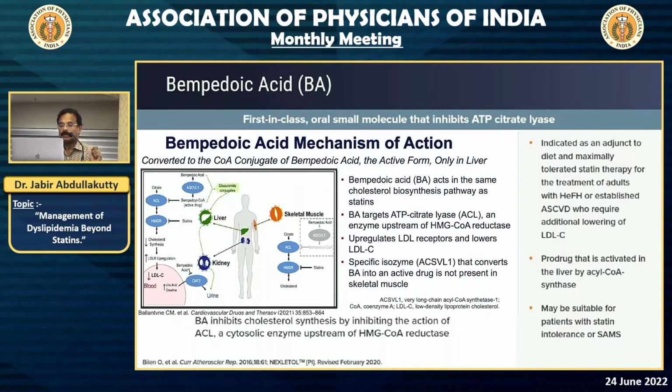And the enzyme it targets is the ATP citrate lyase. This also upregulates the LDL receptors and lowers LDL cholesterol. That specific enzyme is not available in the skeletal muscle, so muscle problems are likely to be less. Those patients who had a rhabdomyolysis or severe muscle symptoms or myositis with the statin can be safely changed over to this drug, but the magnitude of the LDL reduction is less when compared to the statin.